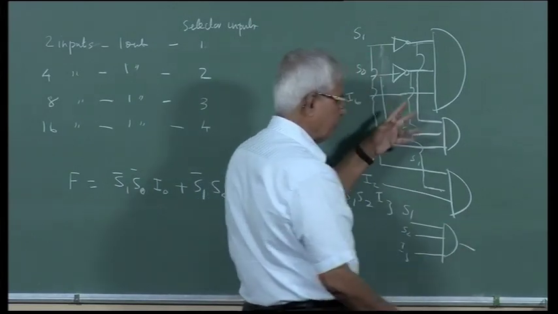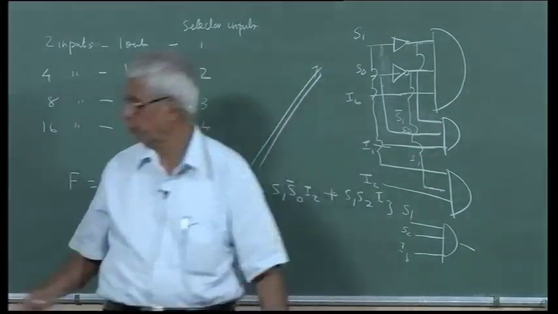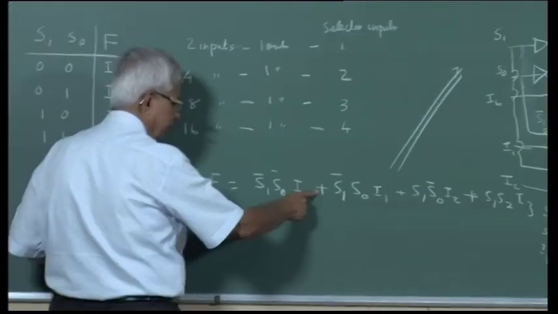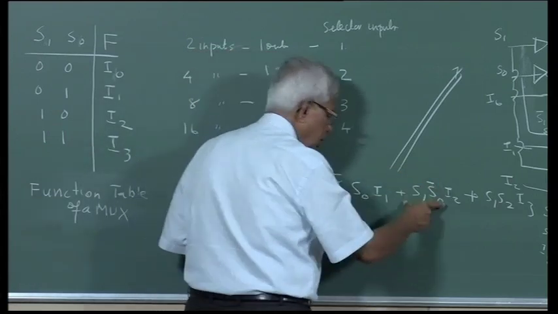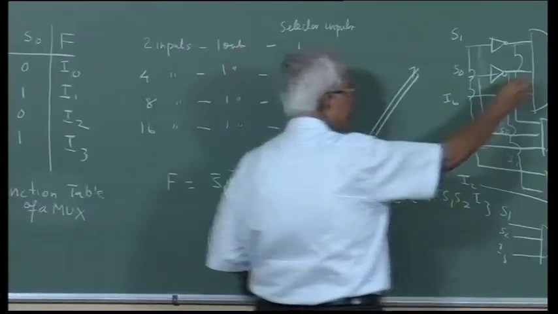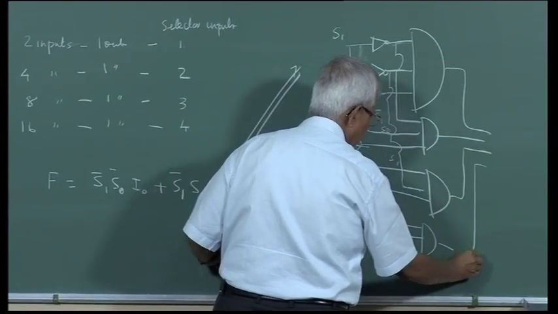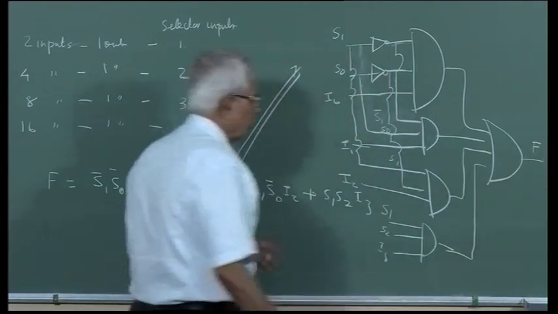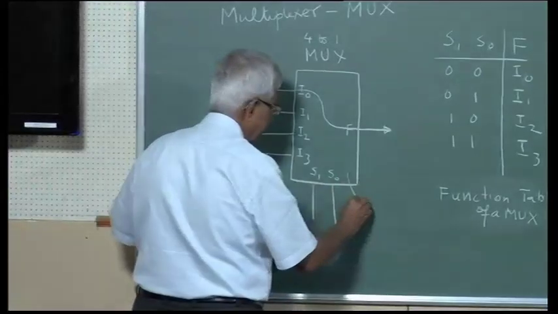At one time, either this is true or this is true or this is true or this is true. Not all of them. That is what it means. Either this combination, plus is an OR, or this combination or this combination or this combination. So that means I should tie them with an OR gate. This is my F.